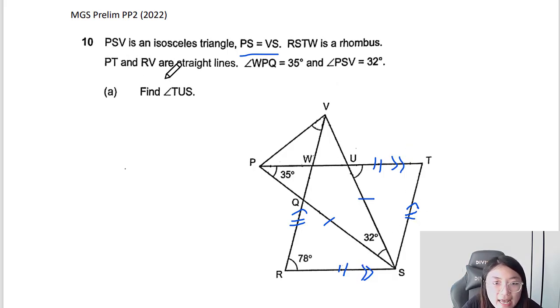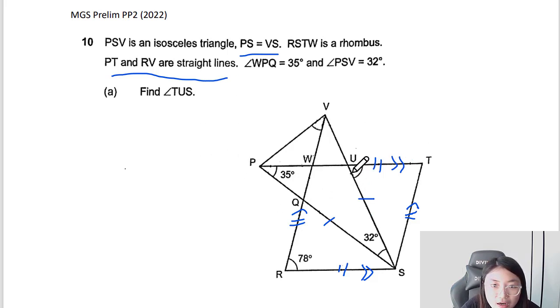PT and RV are straight lines. This means that we have opposite angles here, and the other side is also the same, but let's label that later. We have straight lines, meaning that we have vertically opposite angles. That is another property. Next, angle WPQ is 35, labeled already, and PSV is 32. Then the first question asks for TUS.